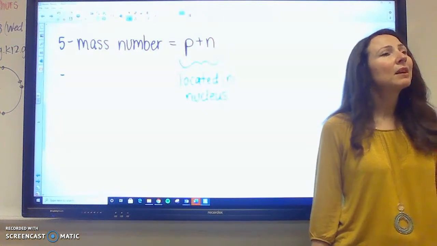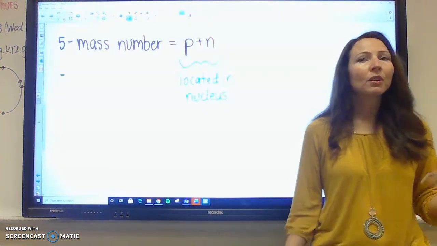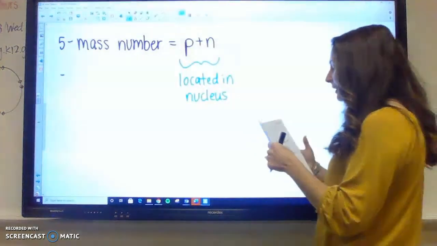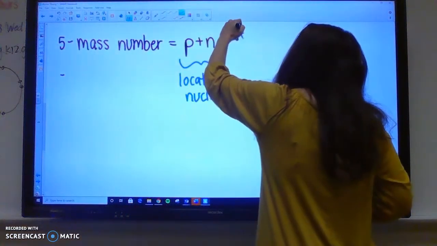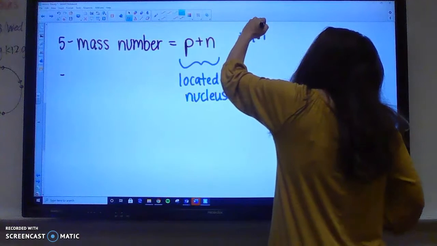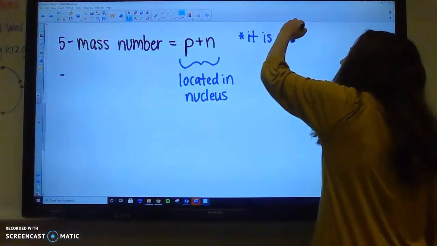So there are some things about the stability of an atom that we're going to discuss in a minute also. But that's the mass number. Know that it is a decimal number on the periodic table.